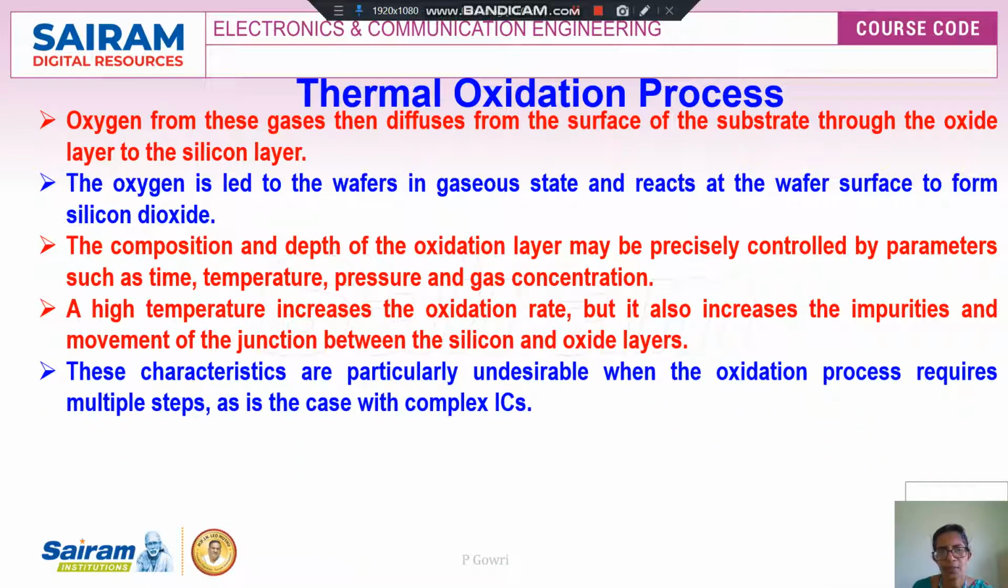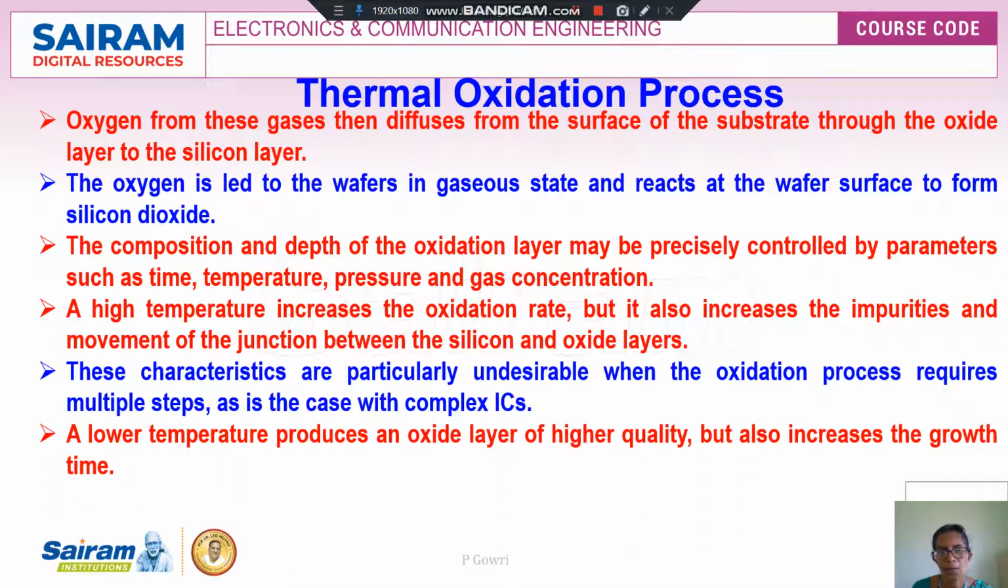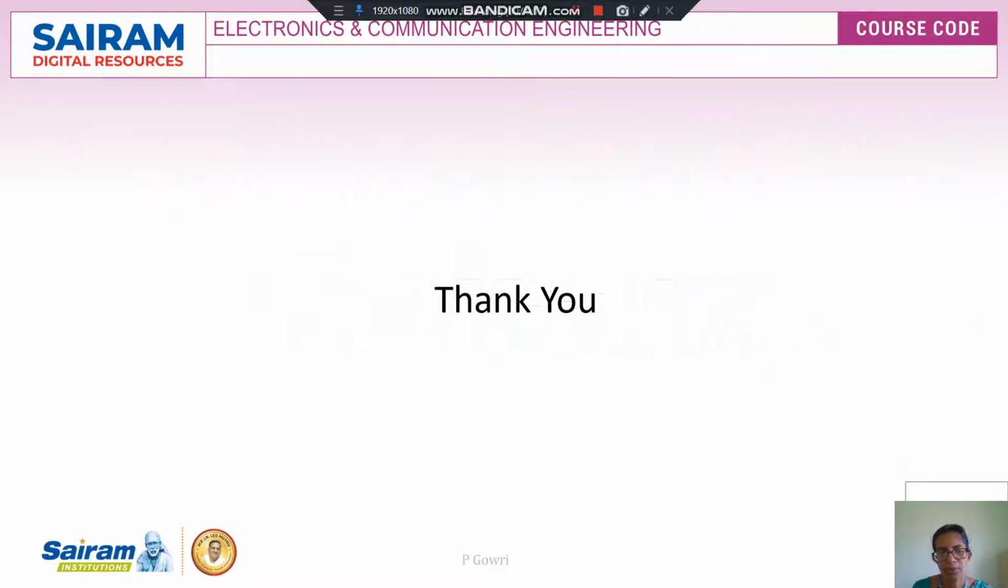These characteristics are particularly undesirable when the oxidation process requires multiple steps, as in CMOS ICs. A low temperature produces an oxide layer of high quality, but also increases the growth time.